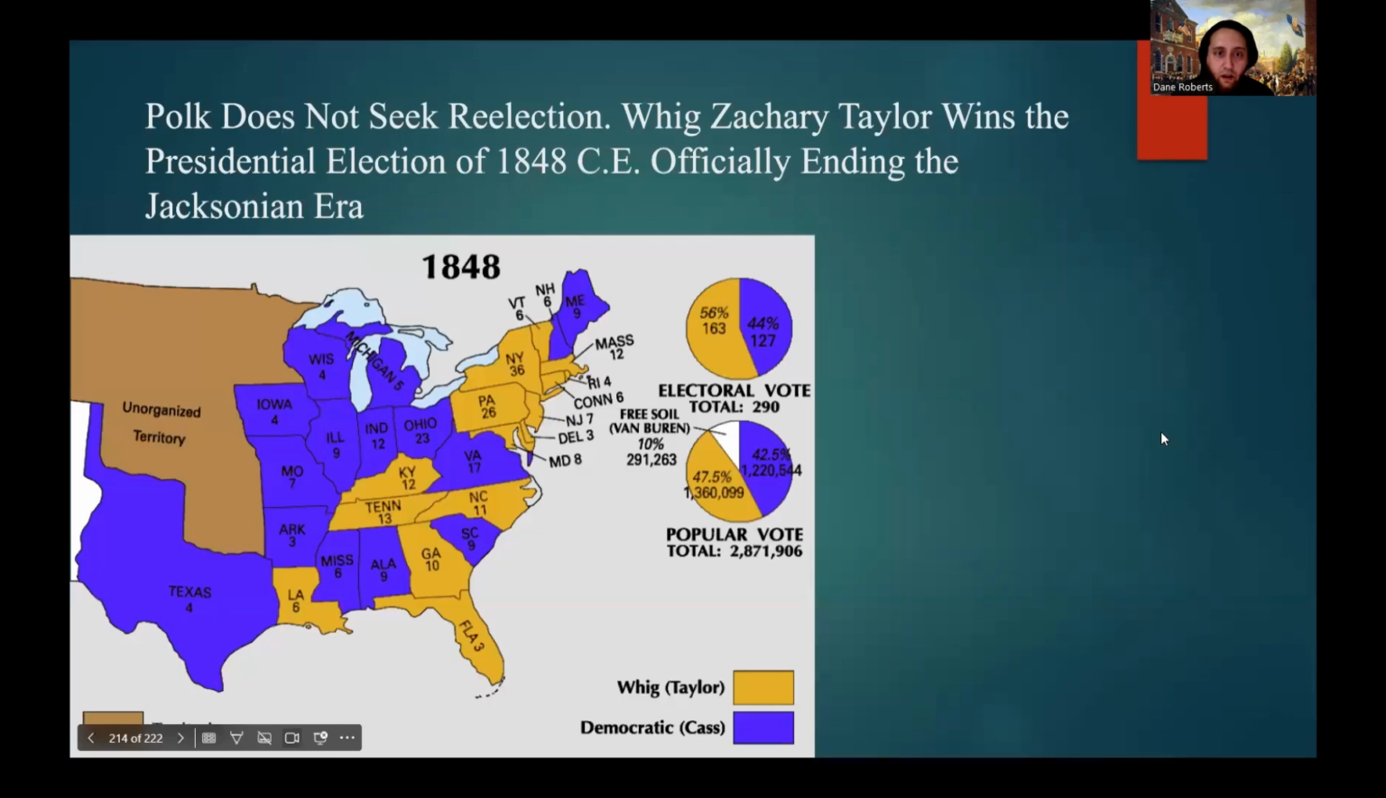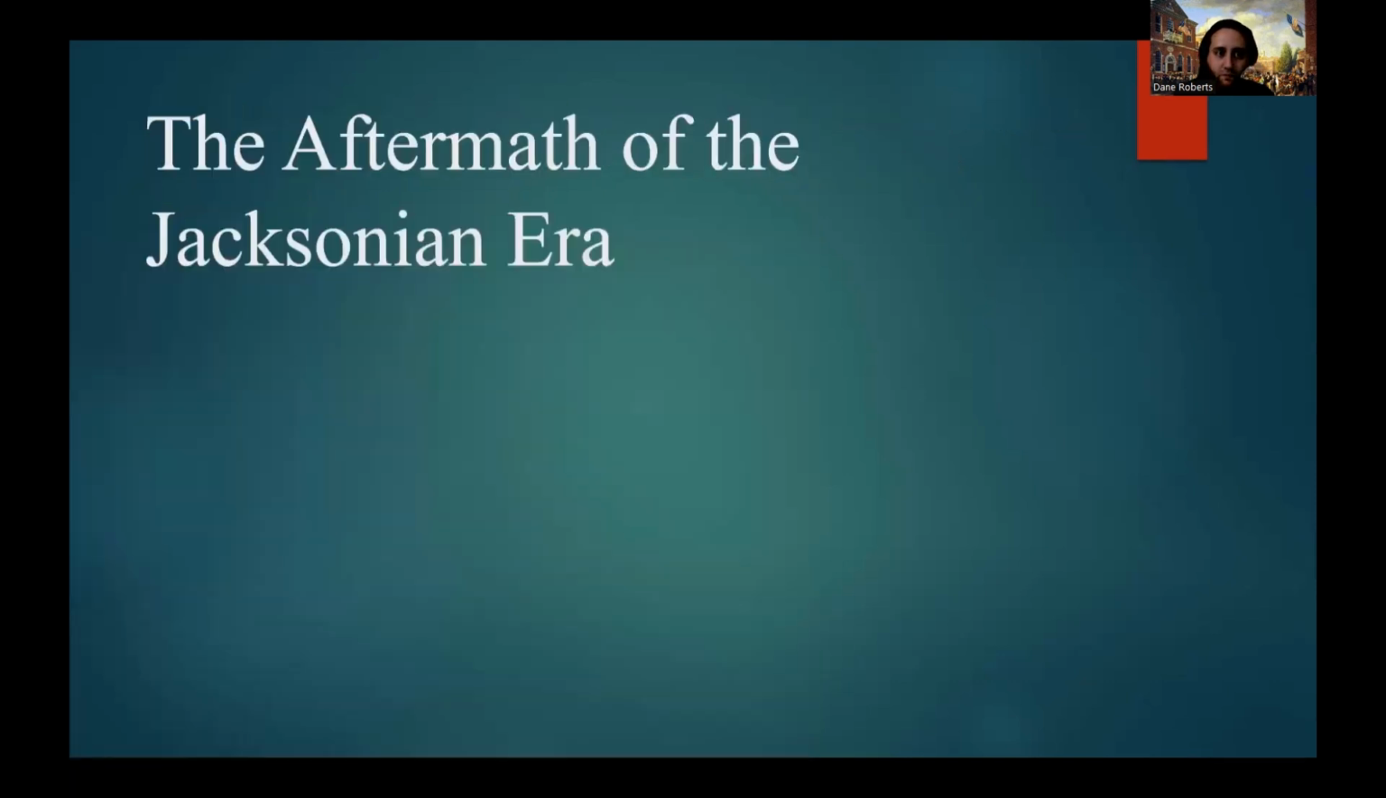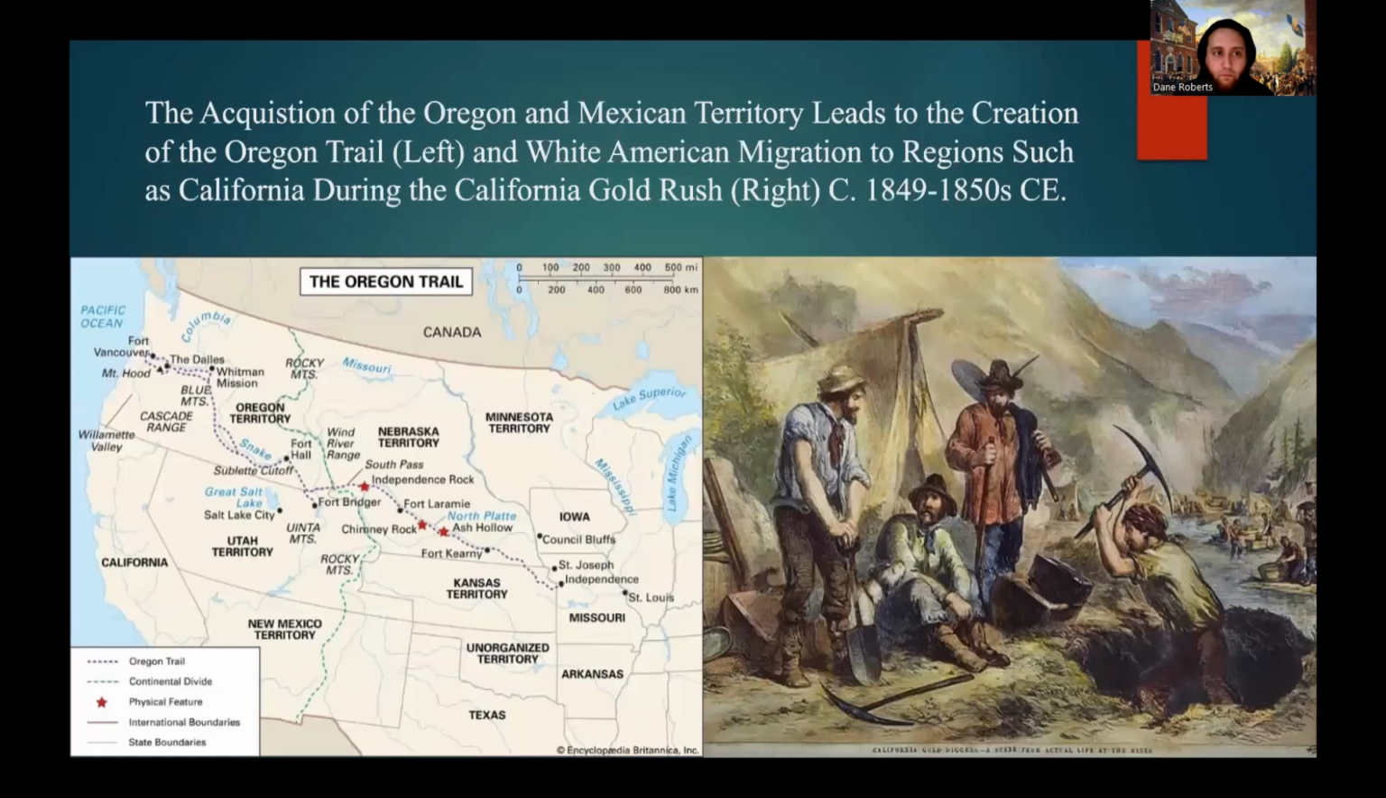Then, during the presidential election of 1848 CE, Polk would not seek re-election, which would result in Whig Zachary Taylor winning the presidential election of 1848 CE, officially ending the Jacksonian era. Which now brings us to our last section, the aftermath of the Jacksonian era.